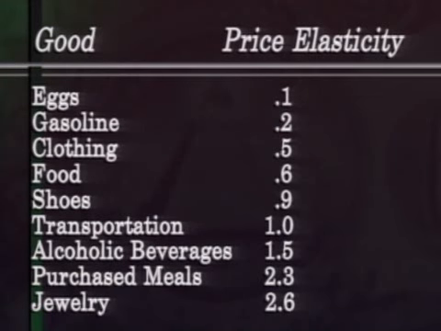When elasticity is less than 1, the percentage change in demand is less than the percentage change in price, so demand is said to be non-responsive, or demand is inelastic. When it's greater than 1, demand is price responsive or elastic, and if it's equal to 1, demand is called unitary elastic. Notice that eggs or gasoline show inelastic demand, while jewelry shows highly elastic demand.